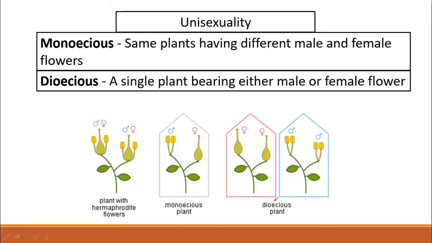Second is dioecious plant. Di in the sense two. We have two different plants. One plant would have only the female reproductive whorl and the other plant would have only the male reproductive whorl. Such types of plants are called dioecious plants. So this is all about unisexuality.